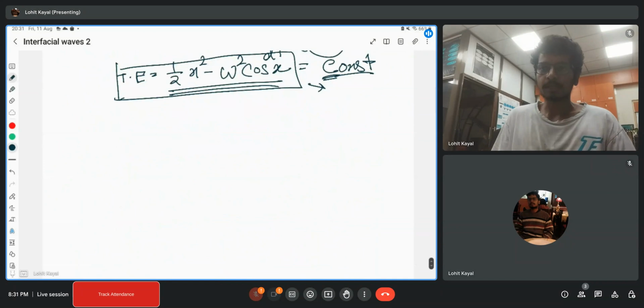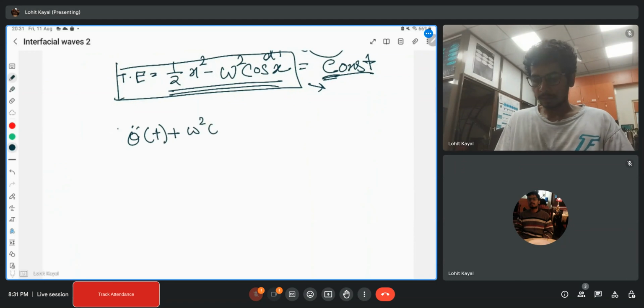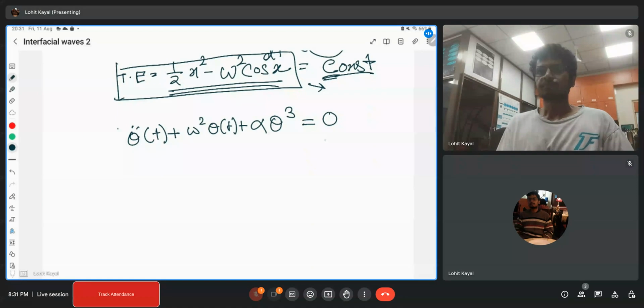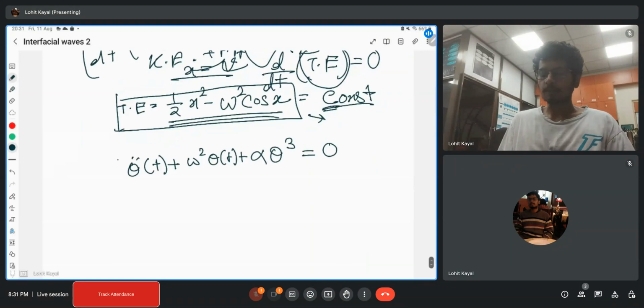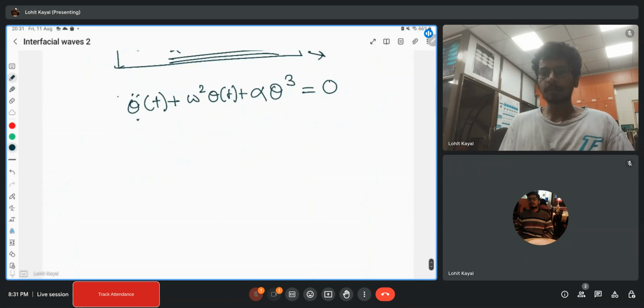Now let us consider another system. This is the last example that I am giving you today. That is theta double dot t plus omega square theta t plus alpha theta cubed equal to 0. This is called a nonlinear oscillator problem, and you need to find its total energy. What is the expression of its total energy? The idea is exactly the same: you multiply it with theta dot and do the rest.